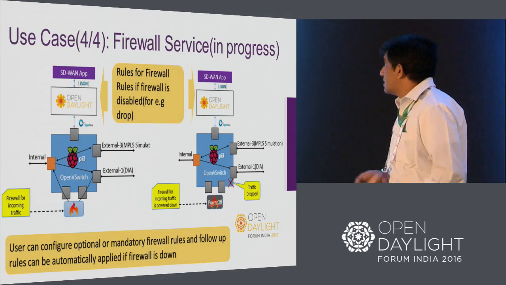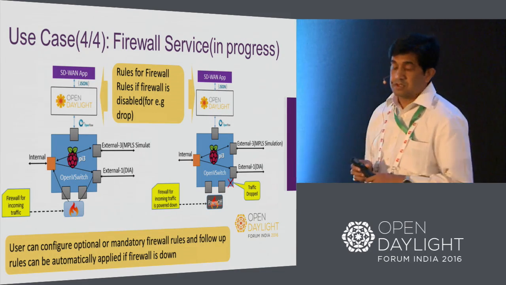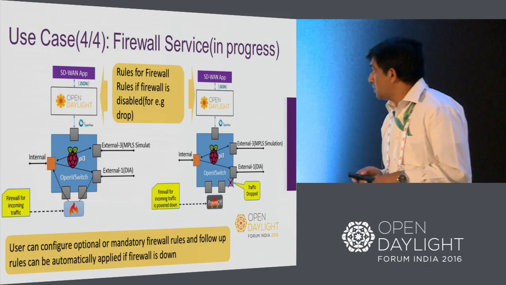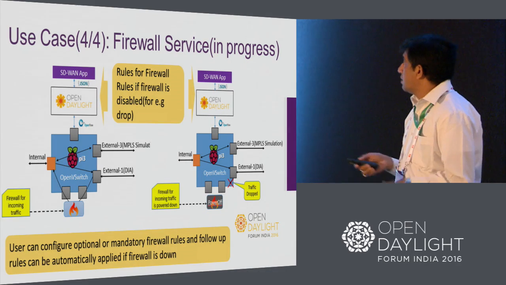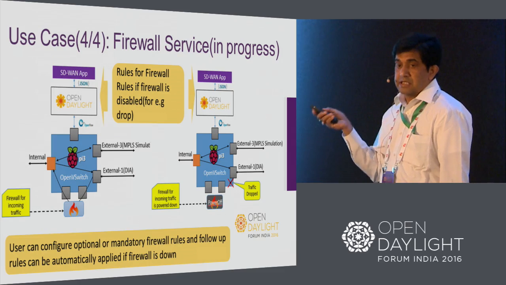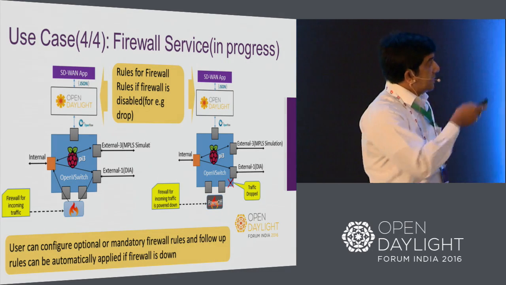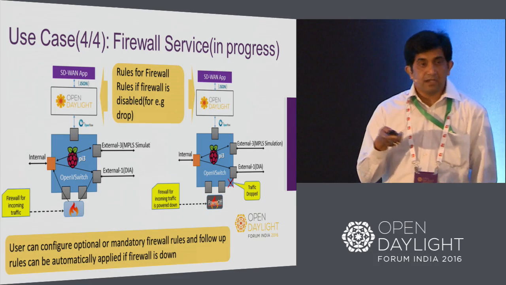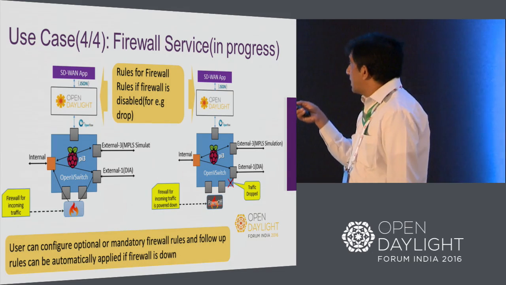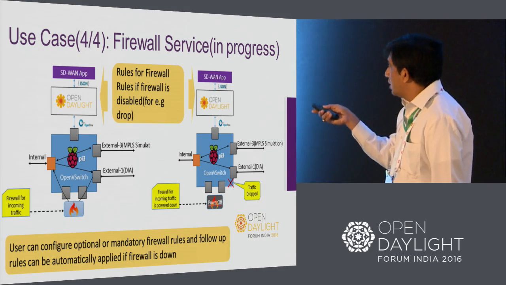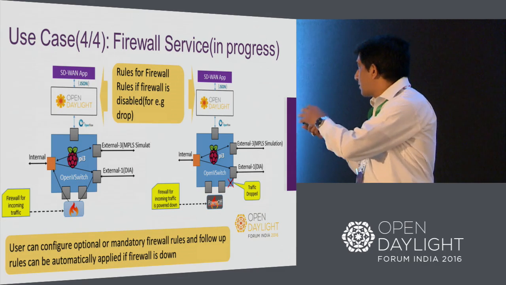The next use case is basically service insertion. Here, we can add basically any new kind of service. For example, we can add a firewall. So we can add appropriate rules from the SD-WAN, so that we can add a firewall, let's say, for the incoming traffic.